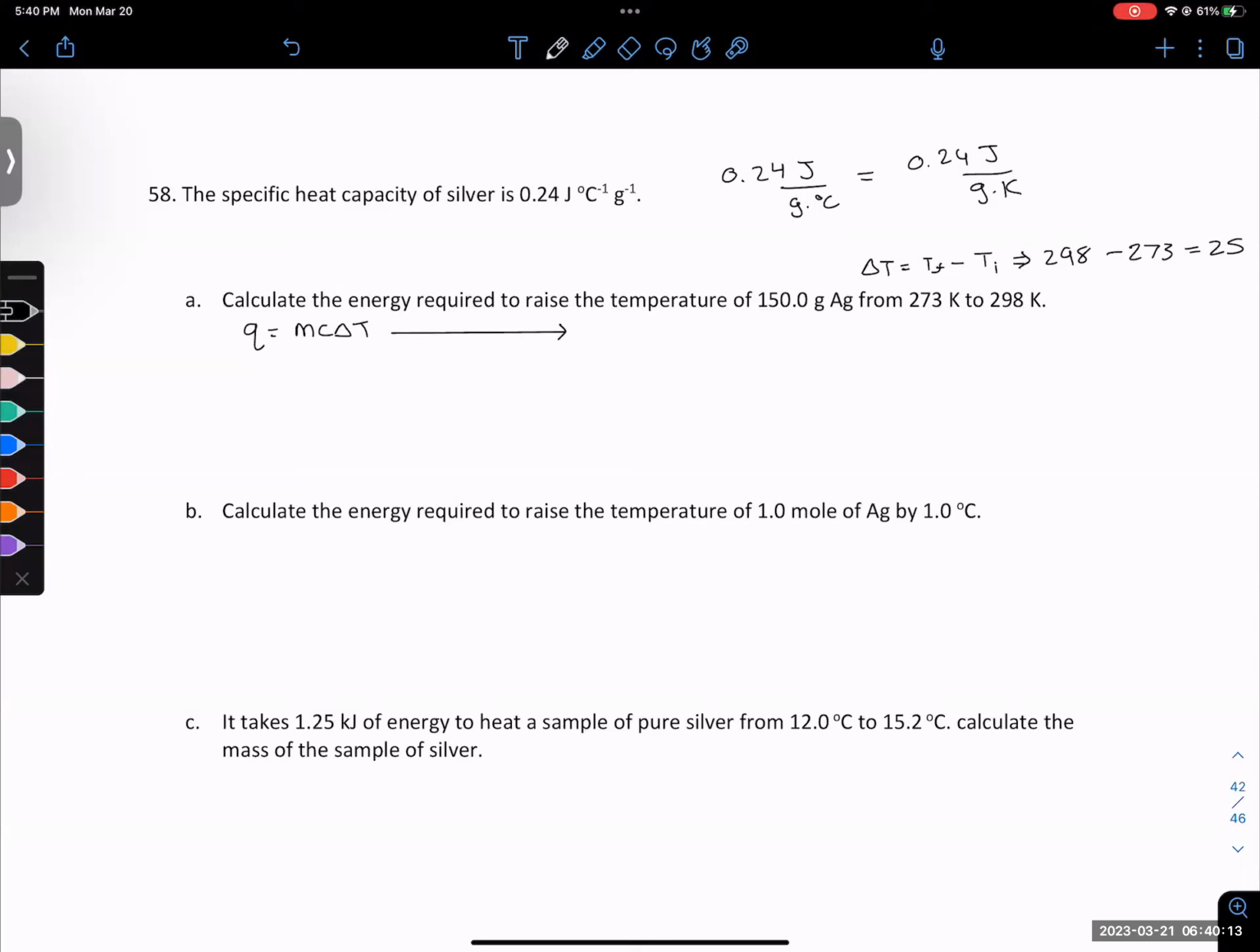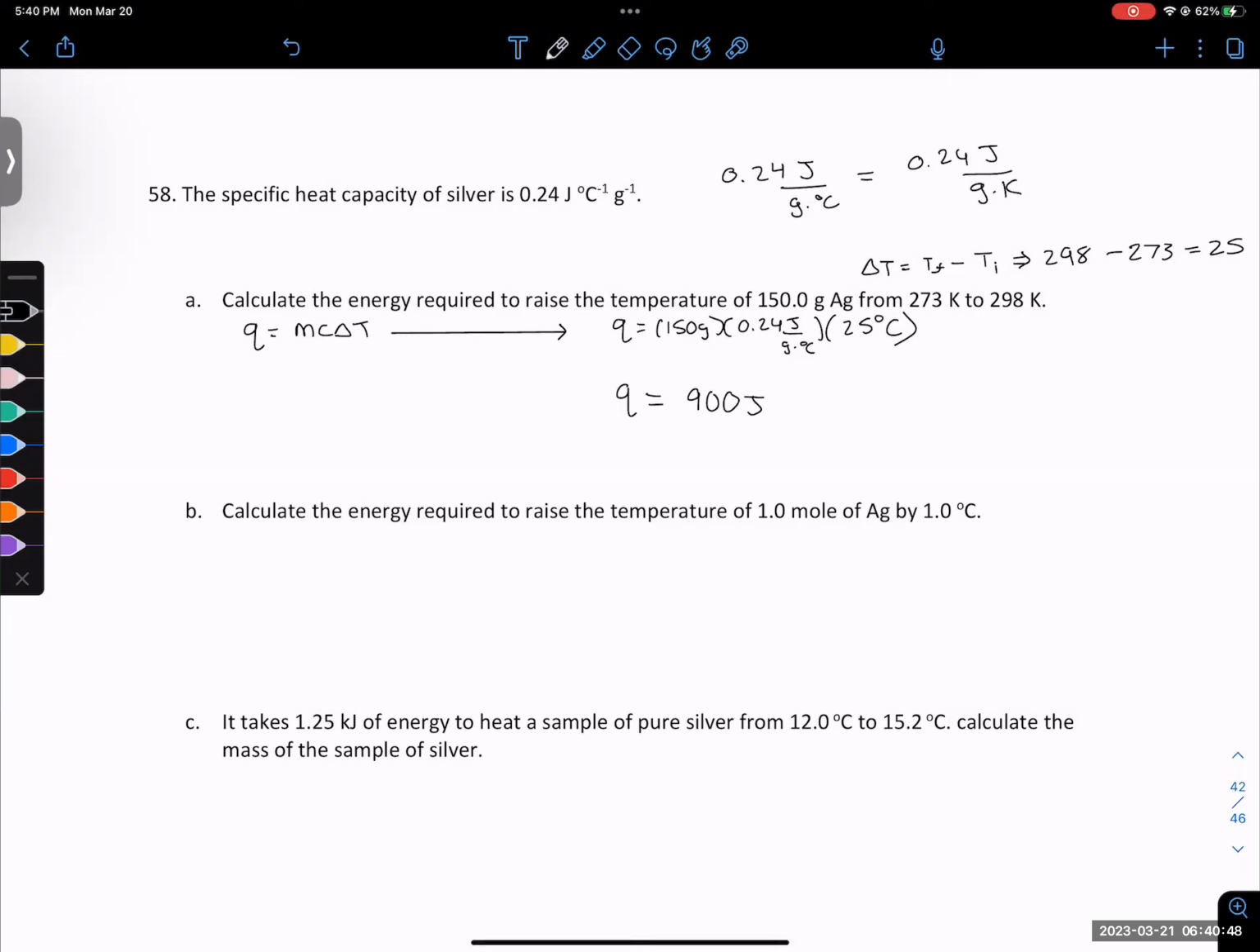So plugging everything in, we get Q is equal to the mass, which was 150 grams, times the specific heat of silver we said is 0.24 joules per gram degree Celsius or Kelvin. It doesn't matter. And the change in temperature was 25 degrees Celsius or Kelvin, right? So Q, after multiplying that out, is 900 joules.